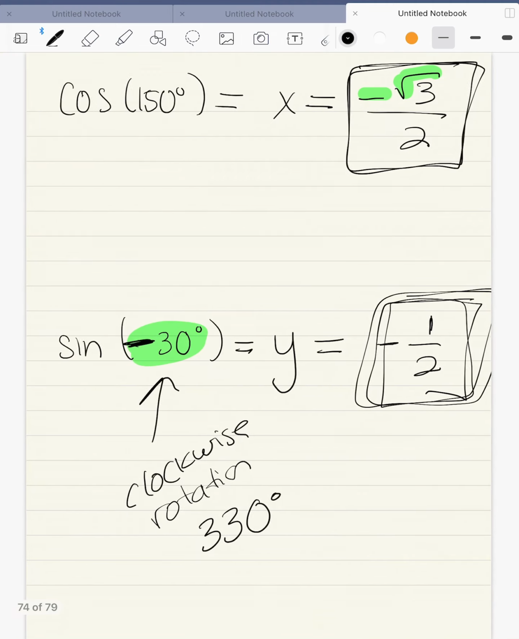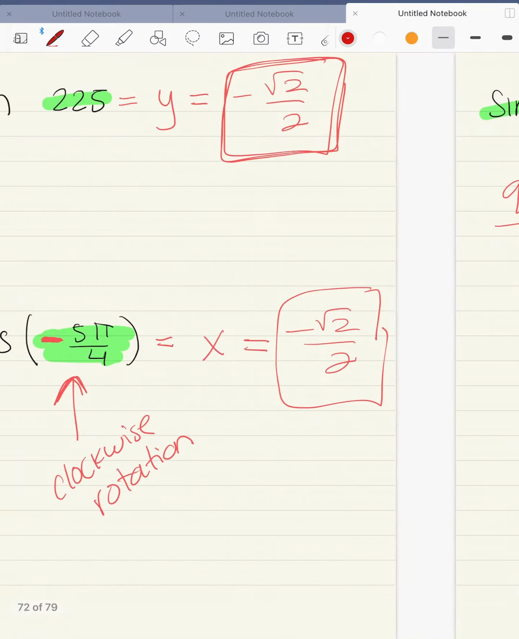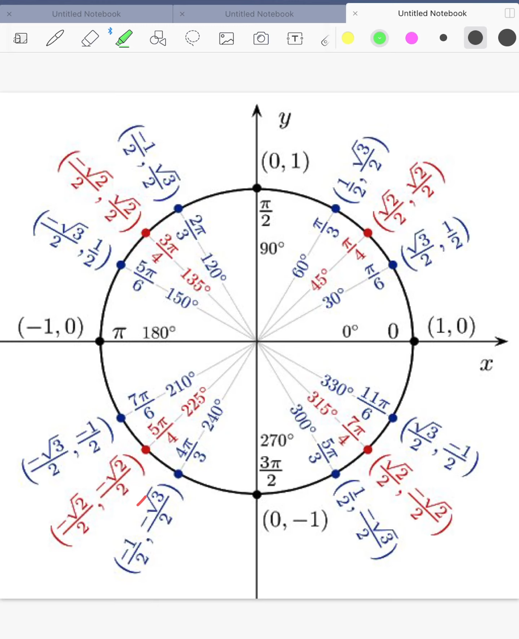And then we have, I think, 2 more. Tangent of 5 pi over 4. Tangent of 5 pi over 4 is, well, the tangent is y over x. And let's see if 4 pi over 3 is on the unit circle. 4 pi over 3, it is on the unit circle. It's 240. And this is the coordinate.